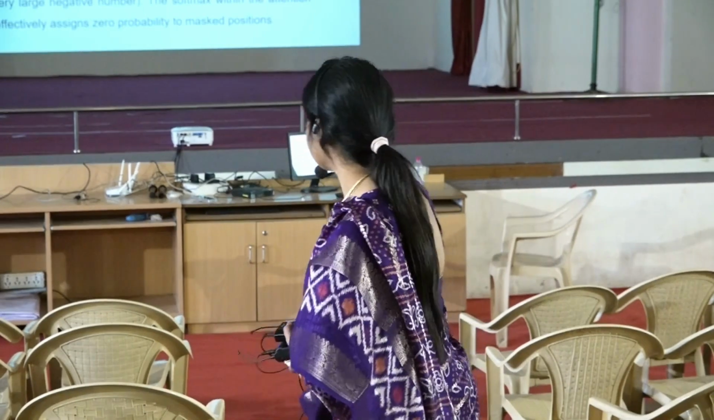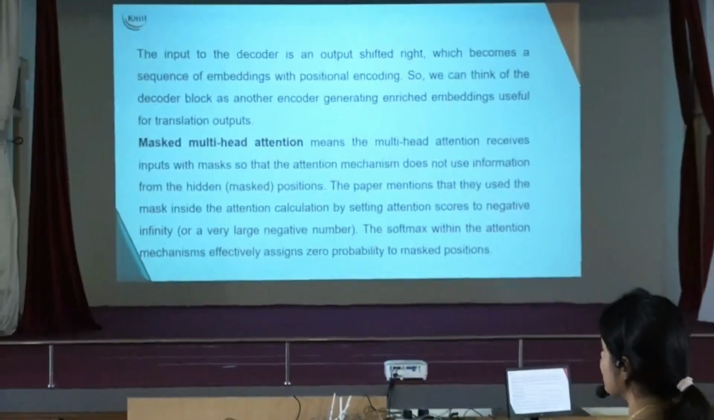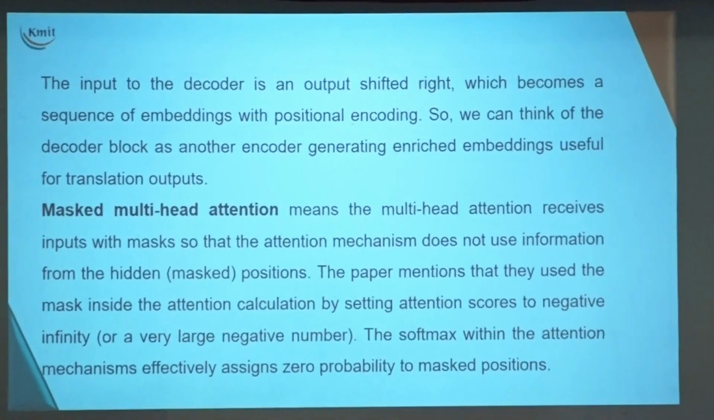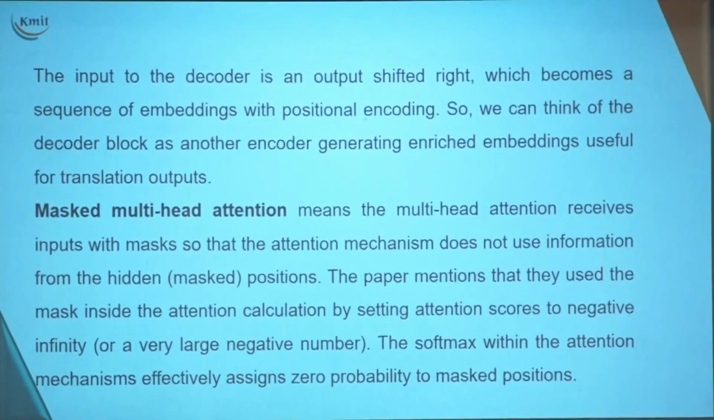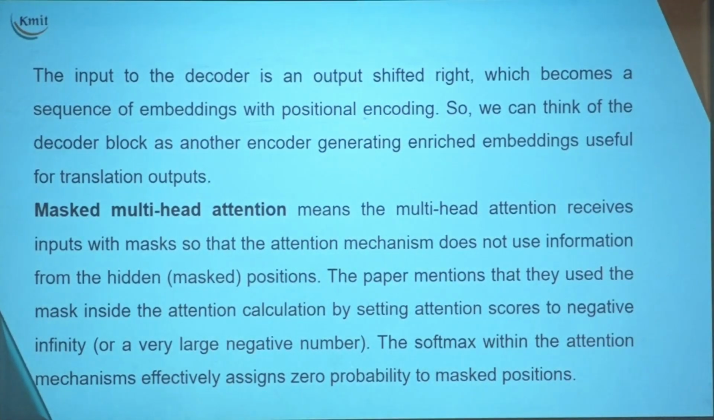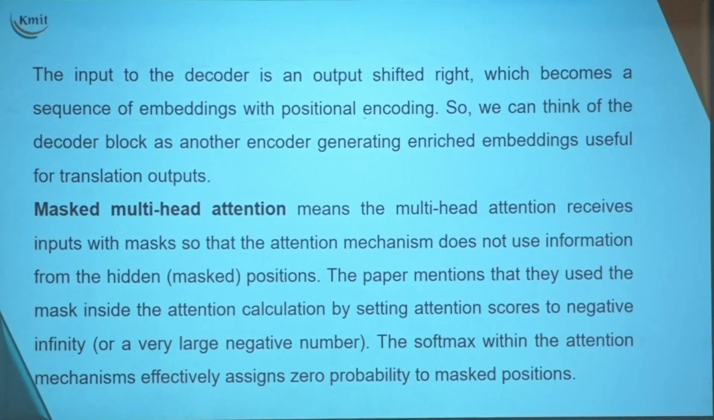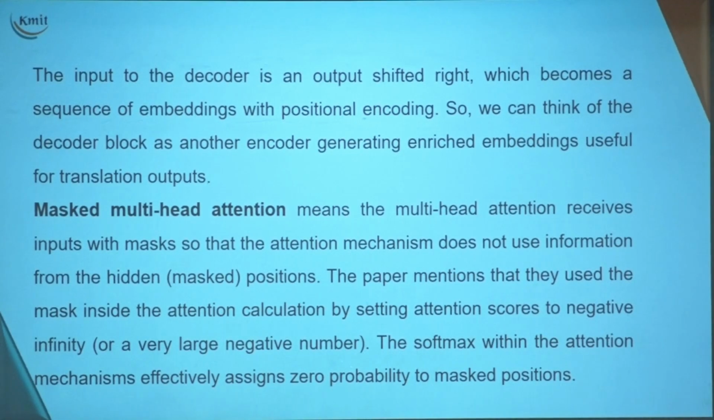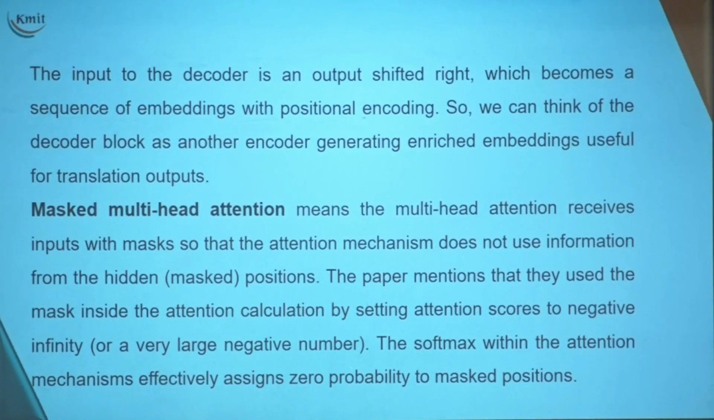The decoder block. Okay. Now let's see what is masked multi-head attention. Masked multi-head attention means the multi-head attention receives the input with a mask. Mask means I hide that word. For example, "Today Asha is dash in the auditorium." Teaching in the auditorium. I mask this word, teaching, and ask the model to predict that particular word. This is called masked multi-head attention.